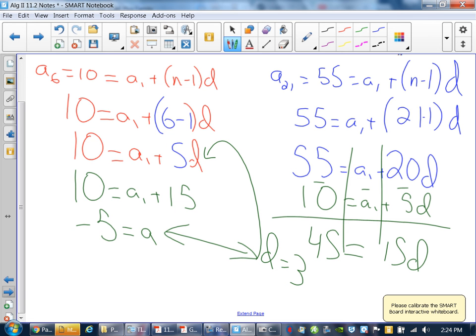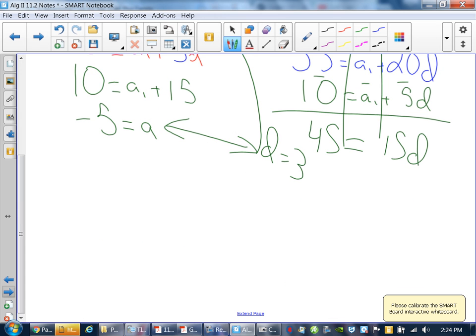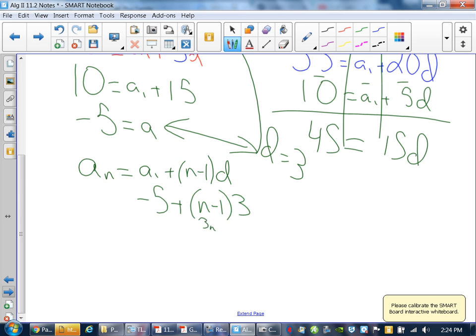Write it out. They seem really weird, but they're really quick. It's just been a while since you've seen a system of equations. This is really all it is. So it's 3n minus 8.